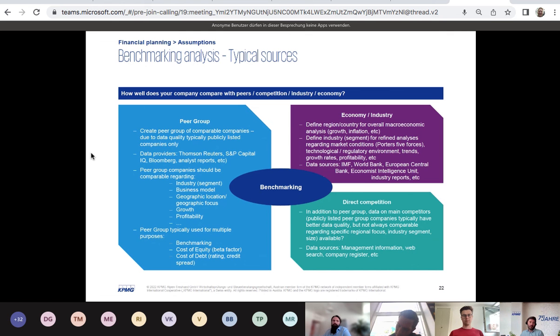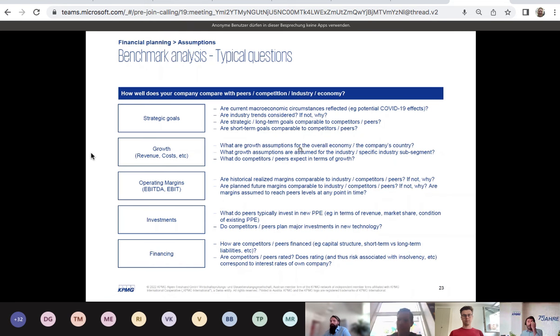And here we put together some typical questions you could ask yourself in a benchmarking analysis. You could go through them on your own, I think.